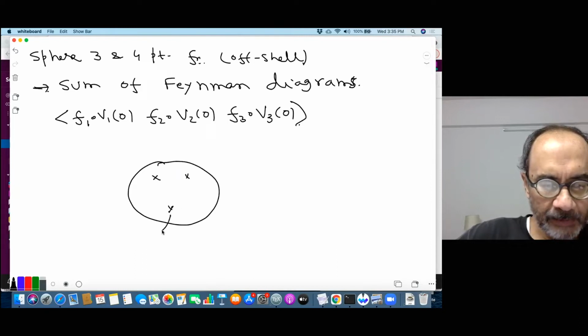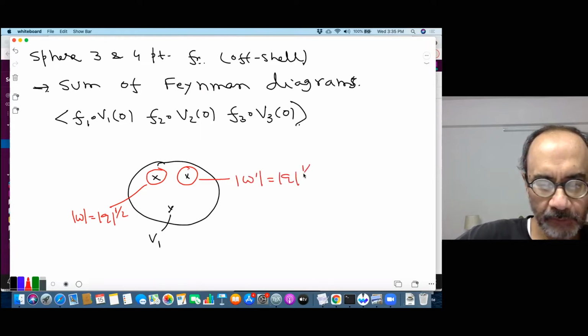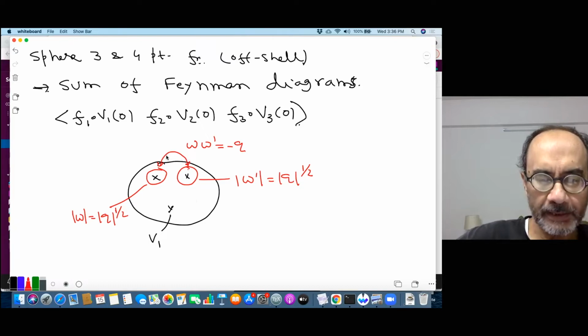Now imagine that we insert a state V1 on one puncture, and then we sew the other two. So this is mod W equal to mod Q to the half, with an appropriate choice of local coordinates, mod W prime equal to mod Q to the half. These local coordinates are of course fixed by the choice of F1, F2, F3. And then we sew them together using W W prime equal to minus Q. So this clearly generates a torus, because you are sewing 2 punctures on a sphere.